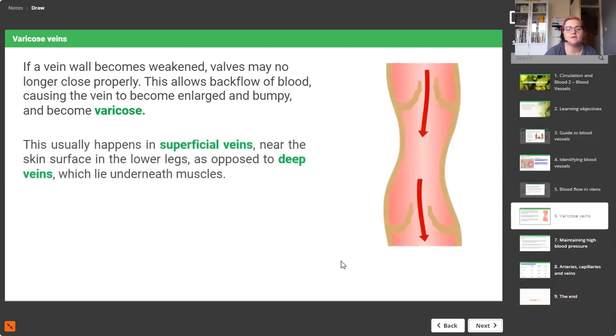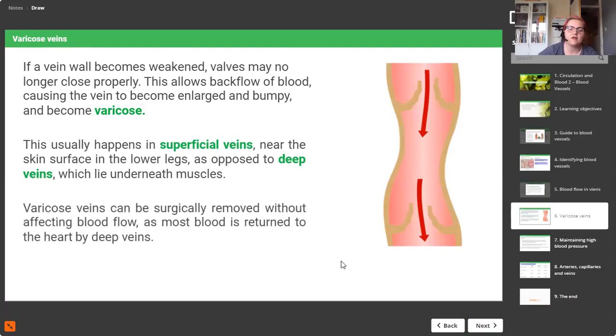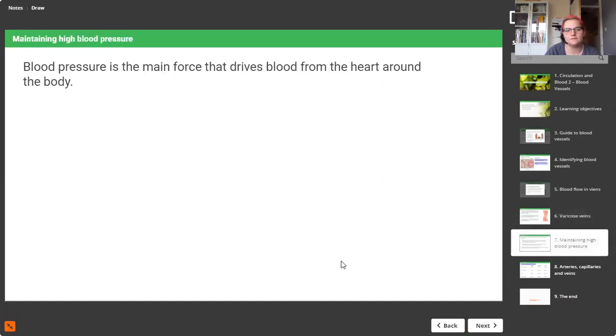This usually happens in superficial veins, so that means veins close to the skin, so that often happens in the lower legs, as opposed to deep veins, which we find underneath muscle. Varicose veins can be surgically removed without affecting blood flow, as most blood is returned to the heart by deep veins, not those superficial veins.